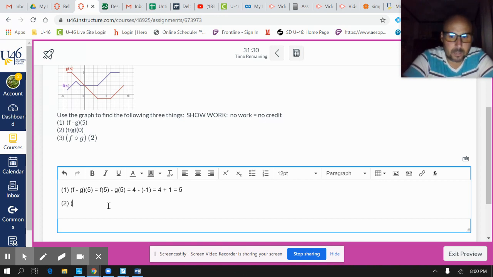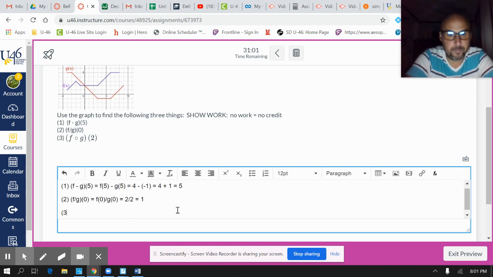The second one is f divided by g of 0, which is f of 0 divided by g of 0. This is making me nervous. I hope g of 0 doesn't equal 0 because I can't divide by 0. Okay, f of 0. Here, when x is 0, f produces 2. And g of 0, when x is 0, g also produces 2. So this is really 2 divided by 2, which is 1.